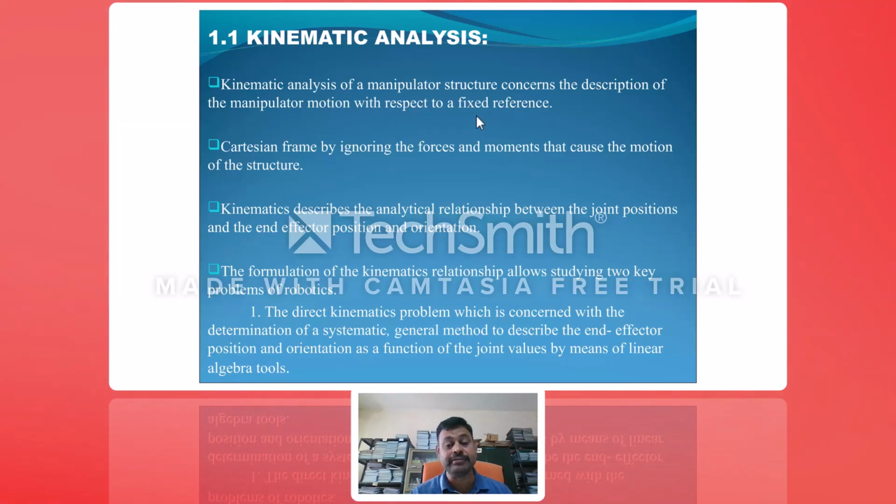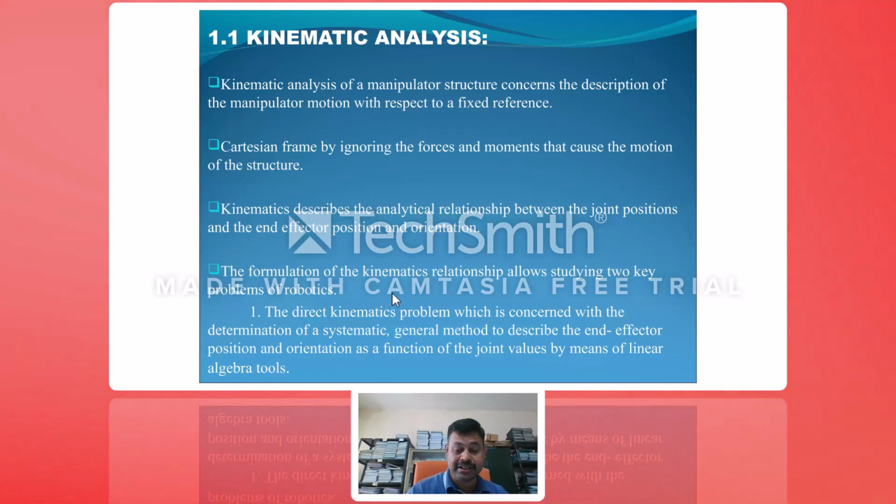This is the way we will be describing the various movements in the Cartesian frame, by ignoring forces and the moment that cause motion of the structure. So Cartesian, as unit number 2 clearly described, is only linear movement, there is no angular. The kinematics also describe the analytical relationship between the joint position and end effector position and orientation. This basic relationship is required to perform the task.